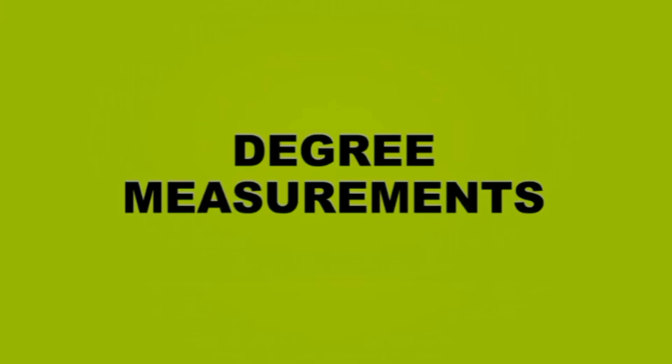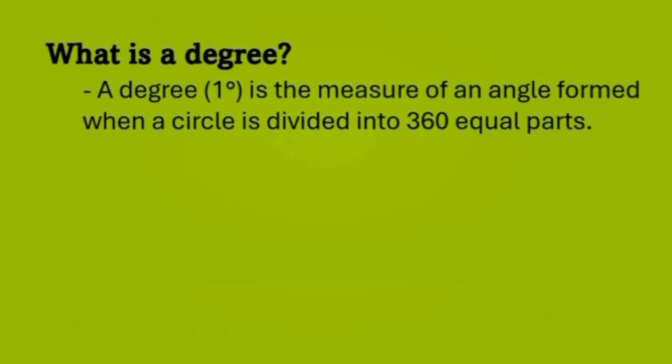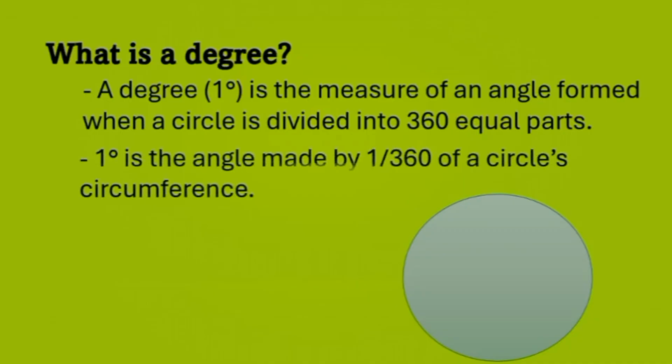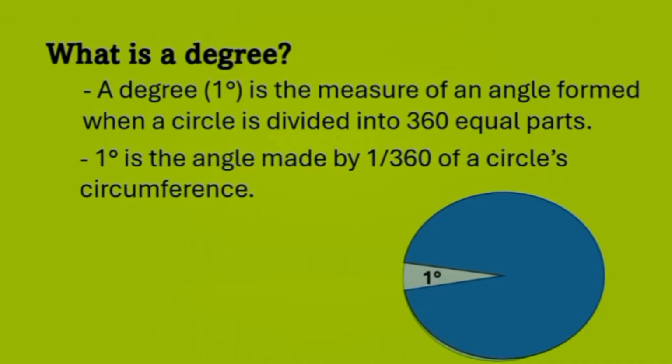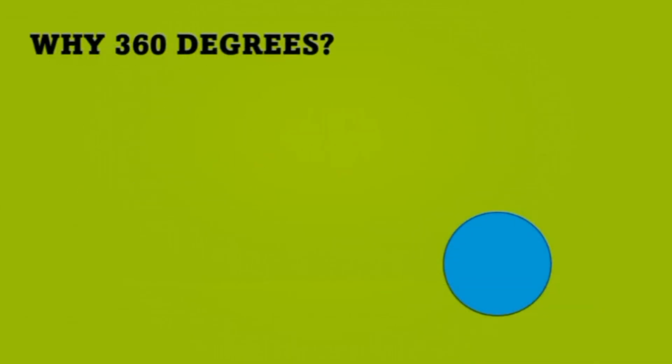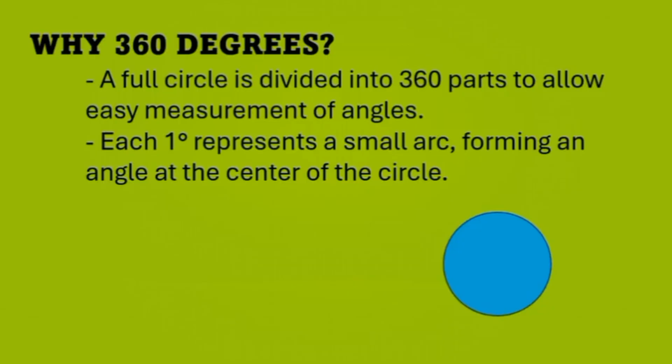And now, let's talk about degree measurements. What exactly is a degree? A degree, written as 1 degree, is the measure of an angle formed when a circle is divided into 360 equal parts. 1 degree is the angle made by 1 over 360 of a circle's circumference, as you can see in our illustration below. But why 360 degrees? A full circle is divided into 360 parts to allow easy measurement of angles. Each 1 degree represents a small arc forming an angle at the center of the circle.